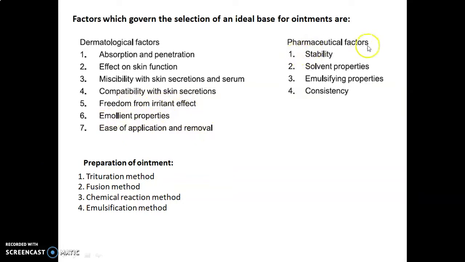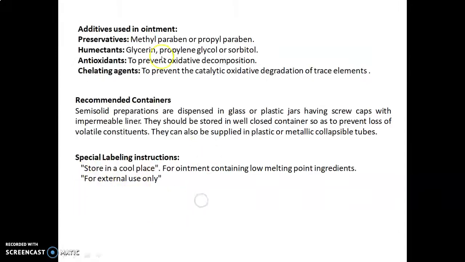Second, the pharmaceutical factors have four points: stability, solvent properties, emulsifying properties and consistency. Then, for the preparation of ointment, there are four methods: the trituration method, fusion method, chemical reaction method, and the fourth one, the emulsification method.